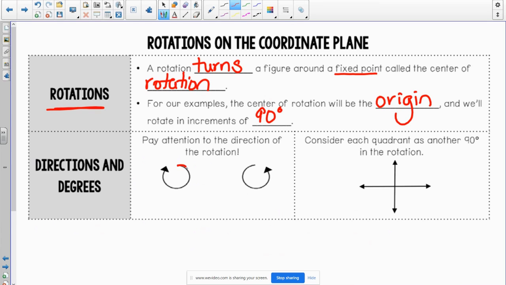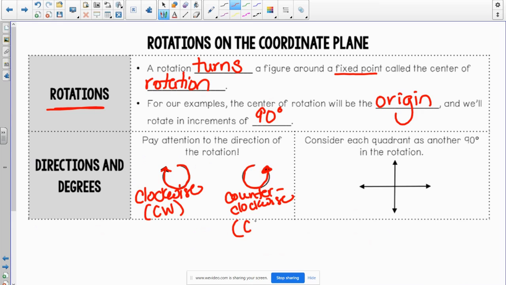So if you look at this arrow, this is clockwise versus counterclockwise. So notice that's going opposite of how a clock would go. And so we don't have to write those words out all the time, we're going to use CW for clockwise, and for counterclockwise, we're going to use CCW. We're also going to rotate in 90 degrees, like I mentioned.